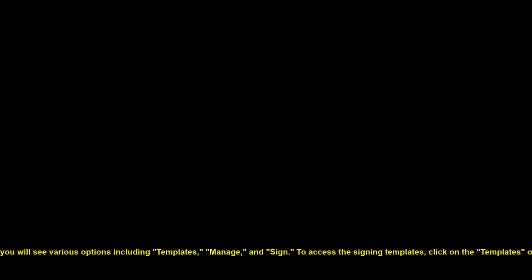Here, you will see various options including Templates, Manage, and Sign. To access the signing templates, click on the Templates. A list of your saved templates will appear on the screen. Select the template you wish to sign by clicking on its title.